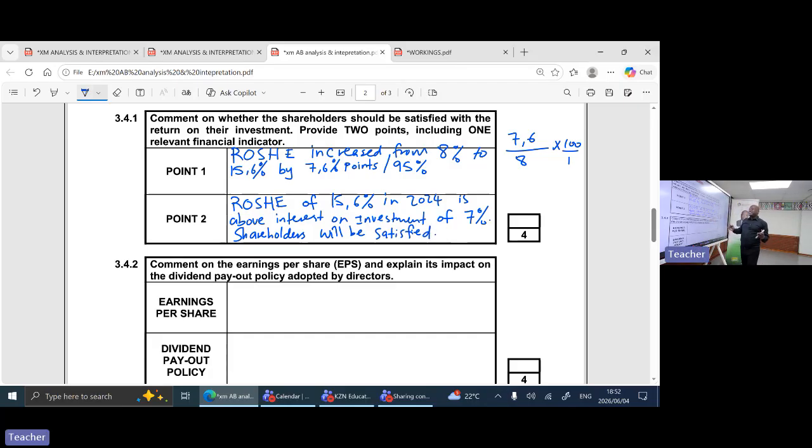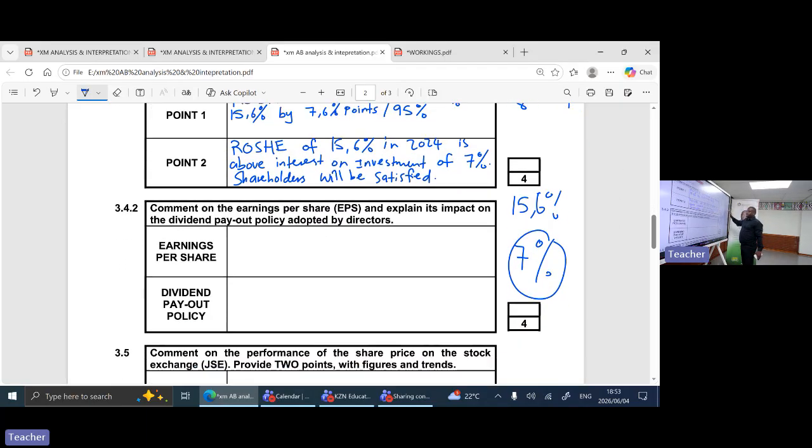This simply means that the shareholders decided to buy shares in the company. Then the company gave them in this year 15.6%. If, with the same number of shares, no matter the amount they had, they decided to go and buy shares elsewhere, to put it in a fixed deposit, they were going to get 7%. In our argument, they will be satisfied. Okay.